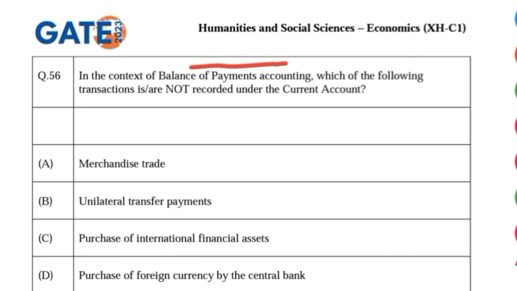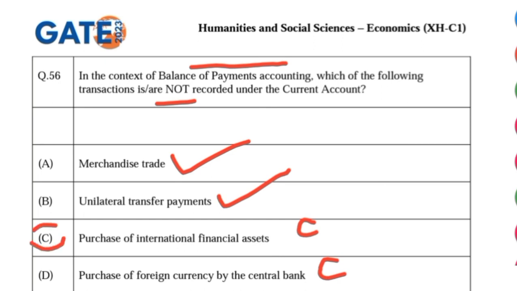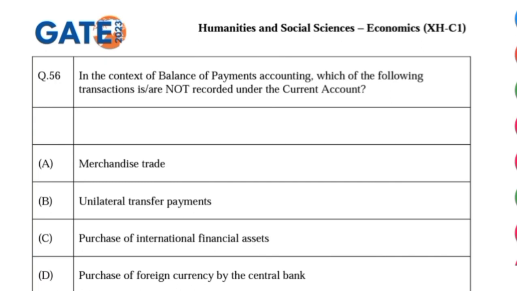In the context of BOP accounting, which of the following transactions is not recorded under the capital account? Okay, I guess merchandise trade is a component of the current account, and unilateral transfer payments are also a component of the current account. Purchase of international financial assets is a sort of investment, so it is of the capital account. Purchase of foreign currency by the central bank is a kind of investment, so it is also part of the capital account. So options C and D are the correct options.